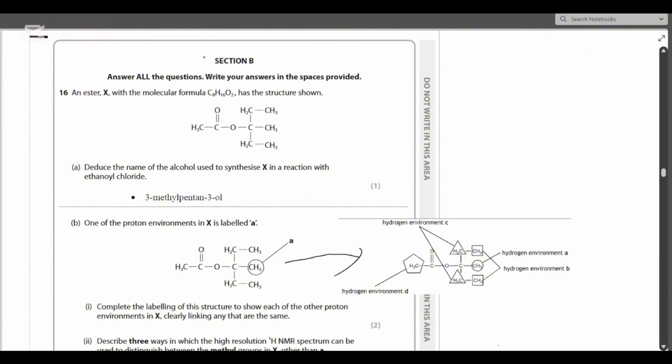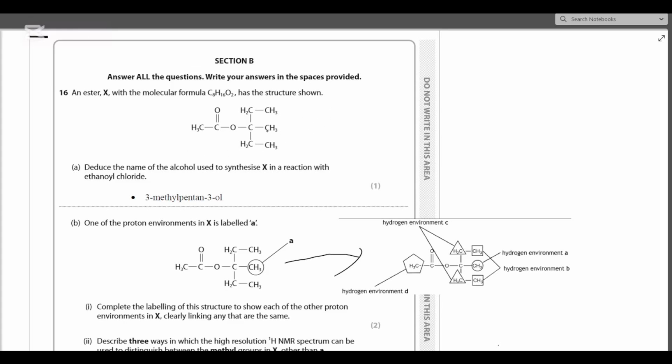Moving on, let's start section B. In section B, we can very clearly see in the first question that ester X, with the molecular formula C8H16O2, has the structure shown. So this is the structure provided. Deduce the name of the alcohol used to synthesize X in a reaction with ethanoyl chloride.